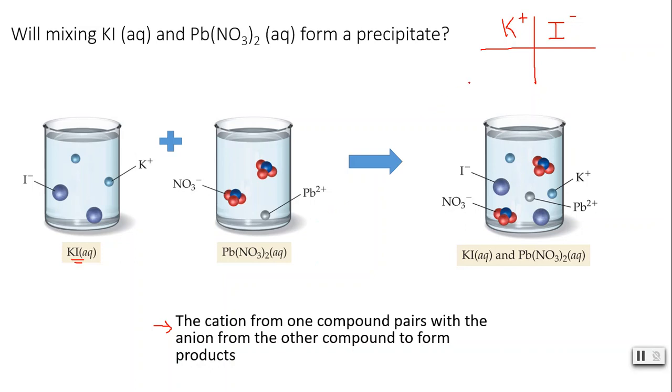Now we're going to do something similar with my second compound, the lead(II) nitrate. What is the cation from that second compound? Well, it's lead, Pb, and the charge on that lead is a +2. Now, how did I know lead was a +2? Because if you remember from chapter 5, lead can sometimes be +2 or +4. How did I know it was a +2?